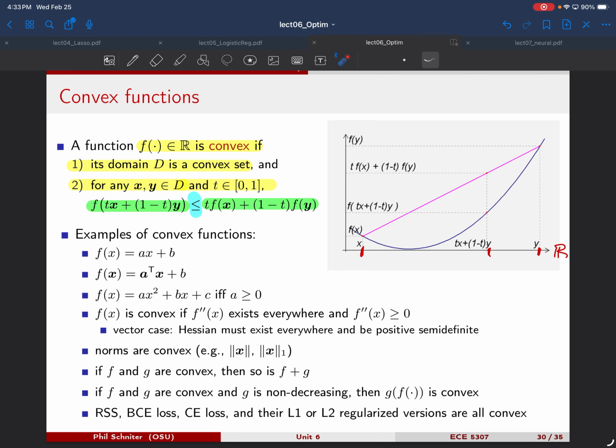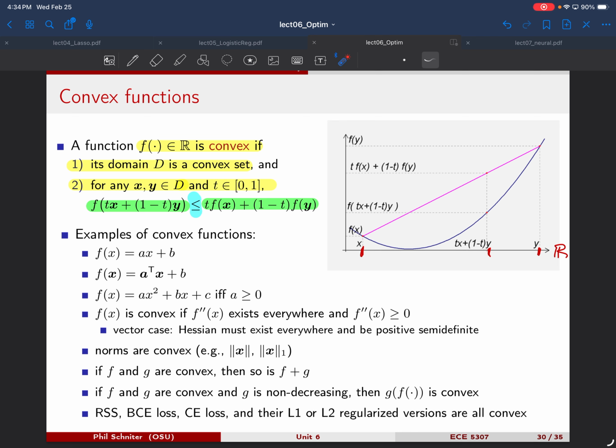But if the function is going up, then we don't have convexity. Because when we look at the linear interpolation of inputs versus outputs, we run into problems. So this is what it means for a function to be convex. Is this making sense, or any questions on this?